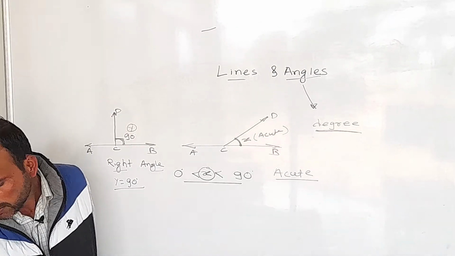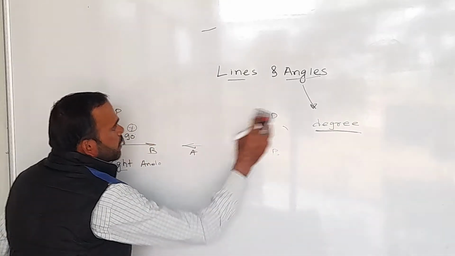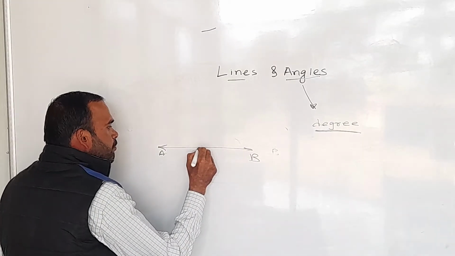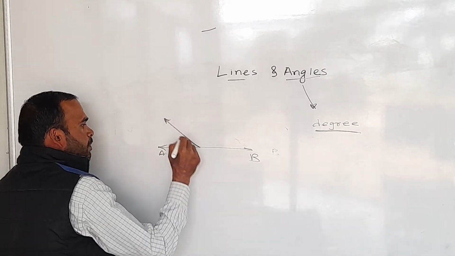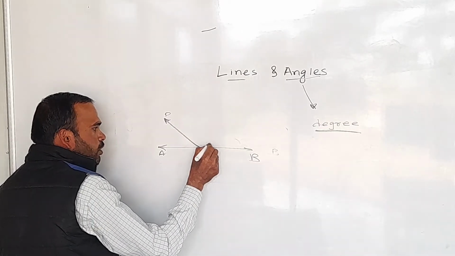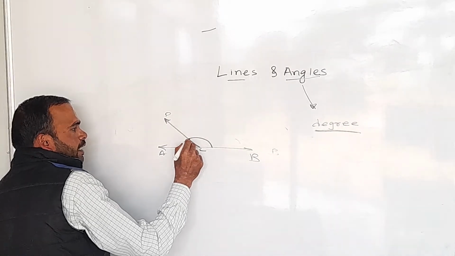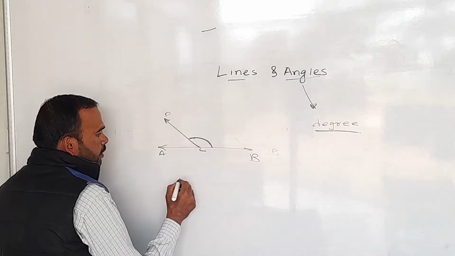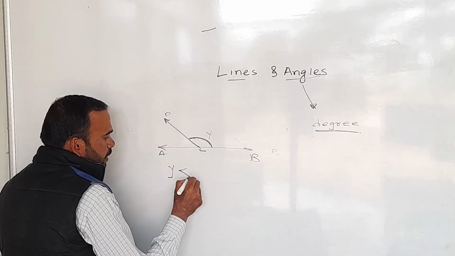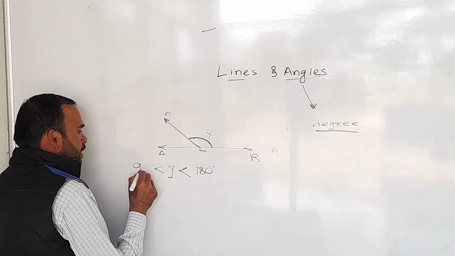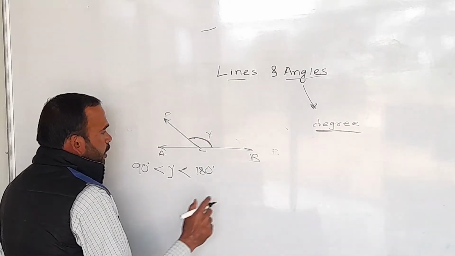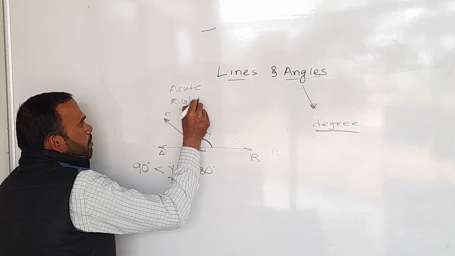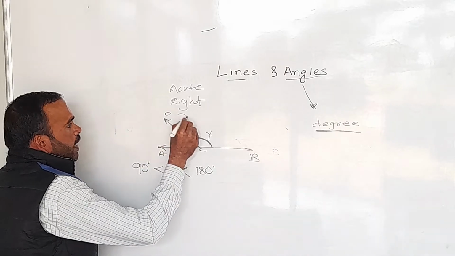Then the third angle is when the angle is more than 90 degrees. Again I draw two different lines, line AB, and a line like this, CD. This is the point through which we measure the angle from this horizontal line towards the second line. Whatever distance is covered in the angular direction, that distance in degrees is called the angle. Now if this angle is denoted by y, and y is less than 180 degrees and greater than 90 degrees, then, as we already discussed, 0 to 90 degrees is an acute angle, 90 degrees is a right angle, and more than 90 degrees and less than 180 degrees is called an obtuse angle.